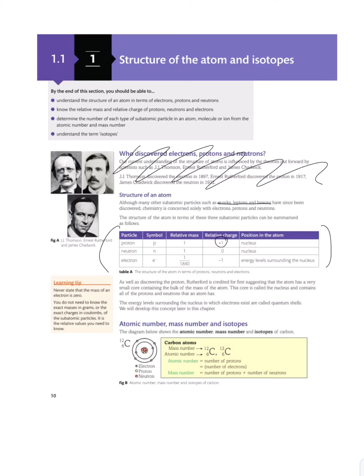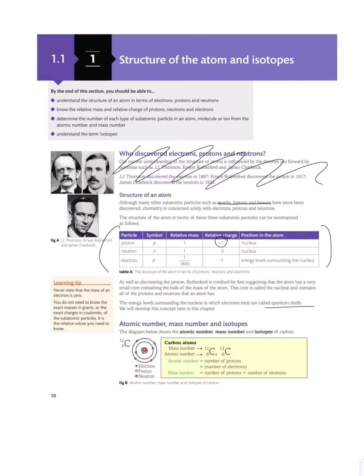As well as discovering the proton, Rutherford is credited for first suggesting that the atom has a very small core containing the bulk of the mass of the atom. This core is called the nucleus and contains all the protons and neutrons that an atom has. Once again, learned at GCSE. The energy levels, shells, surrounding the nucleus in which electrons exist are called quantum shells. This may be a new word for you, but mostly you've heard shells in GCSE. We will develop this concept later in this chapter.